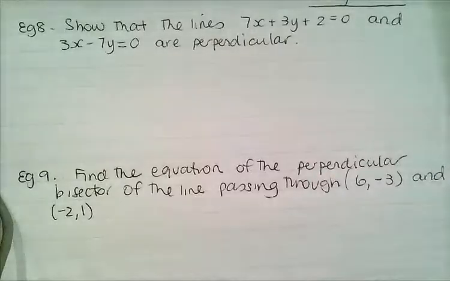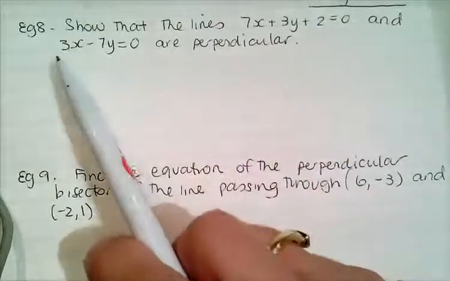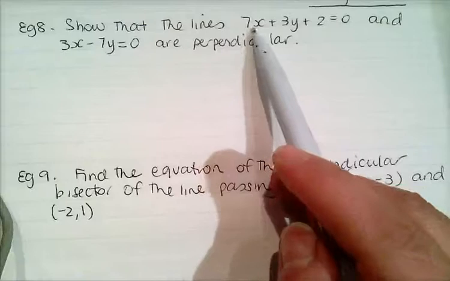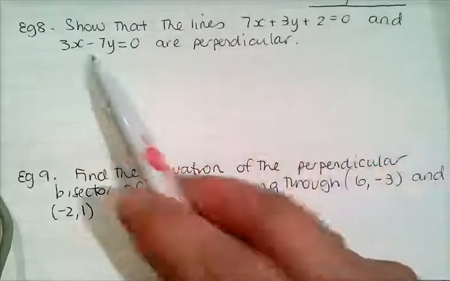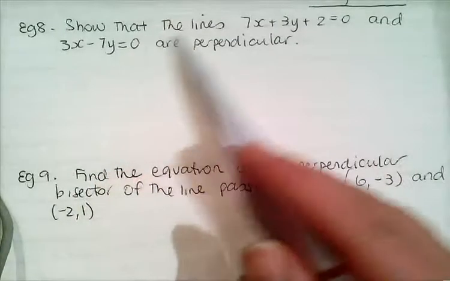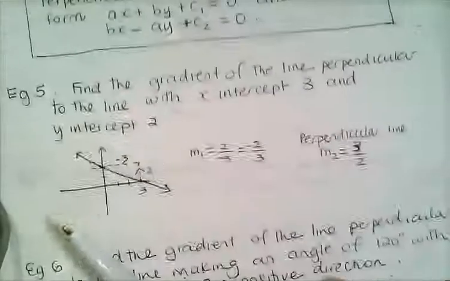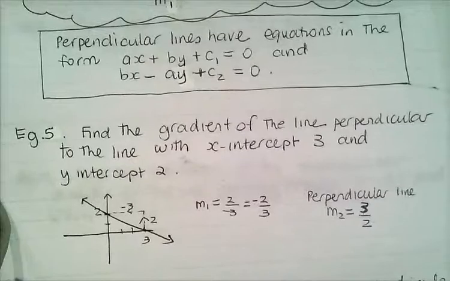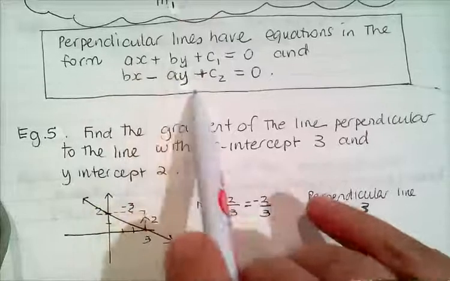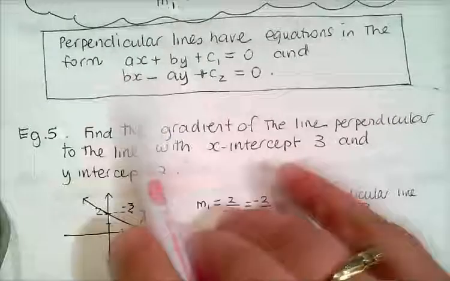Okay, now in example 8, we need to show that these two lines here, 7x + 3y + 2 = 0 and 3x - 7y = 0 are perpendicular. Now we can't just say, well, this is in the form ax + by + c1 = 0, and this is in the form bx - ay + c2 = 0. It's not enough to do that. Just like I showed you here, you don't use that, okay? It's just for you to notice that the coefficients of the x and the y here are swapped. There'll be a negative positive pair, but the other ones will be the same, like they'll both be positive.